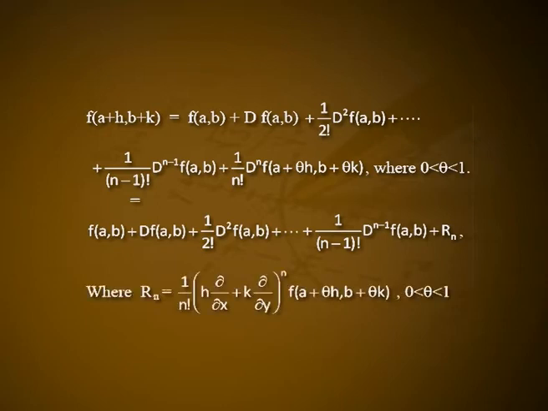where Rn = 1/n! (h ∂/∂x + k ∂/∂y)ⁿ f(a+θh, b+θk), 0 < θ < 1, which is called the remainder after n terms. This completes the proof of Taylor's theorem for functions of two variables.